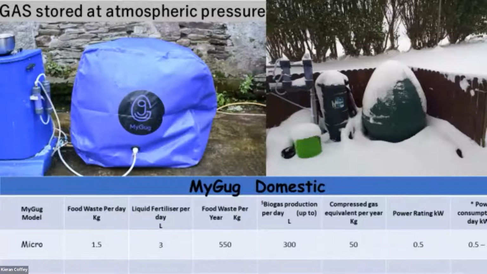You'll get up to about 300 liters of biogas out per day. That will give you about 1 to 2 hours cooking. And that's equivalent to about 4 yellow cylinders of compressed gas.